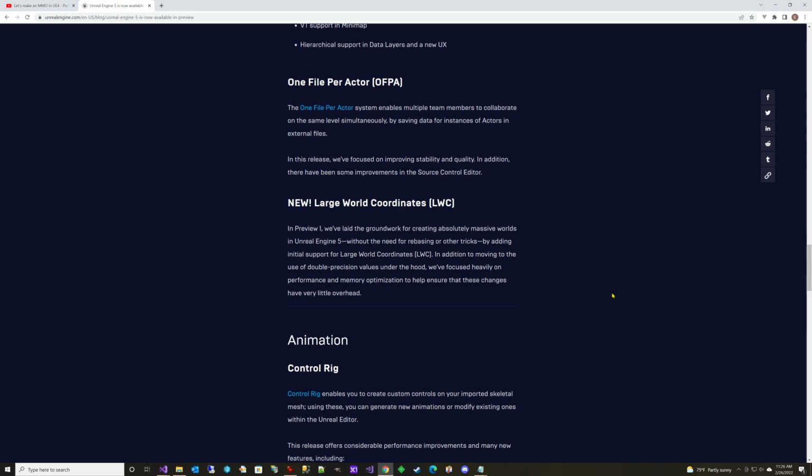In Preview 1, we laid the groundwork for creating absolutely massive worlds in Unreal Engine 5, without the need for rebasing or other tricks. Now what they're describing here is the old world origin shifting system, so we don't need that anymore. By adding initial support for large world coordinates, in addition to moving to the use of double precision values under the hood. Now what are they talking about here?